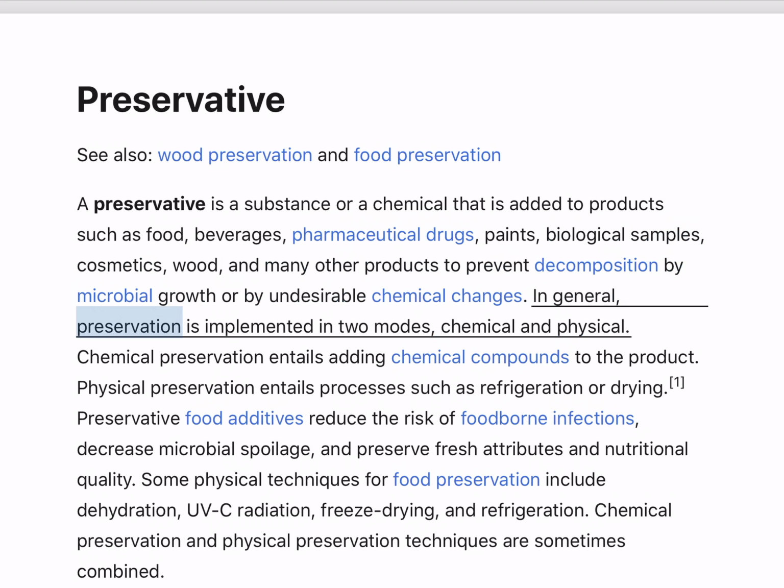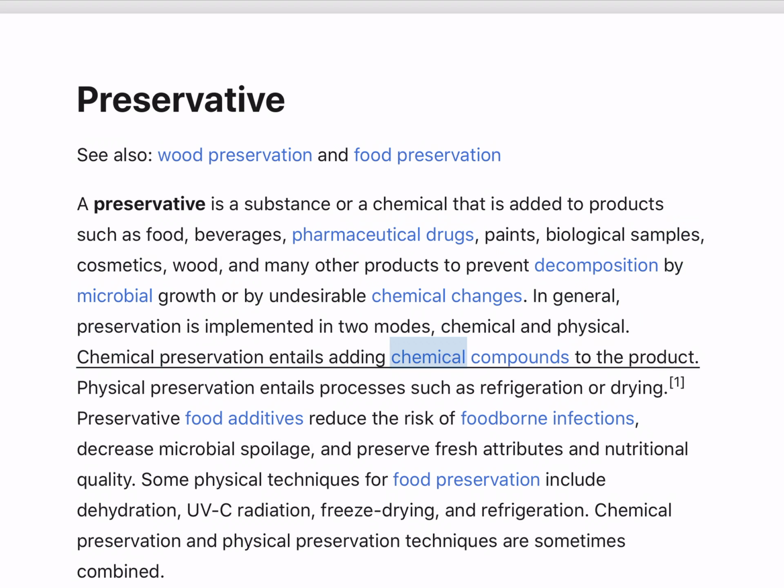In general, preservation is implemented in two modes, chemical and physical. Chemical preservation entails adding chemical compounds to the product. Physical preservation entails processes such as refrigeration or drying.